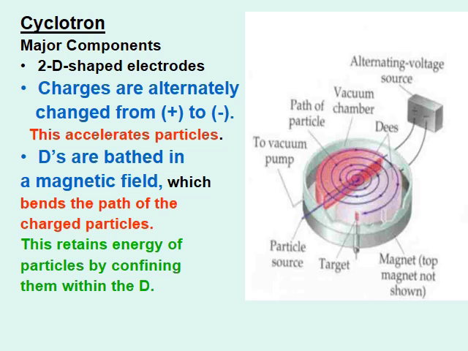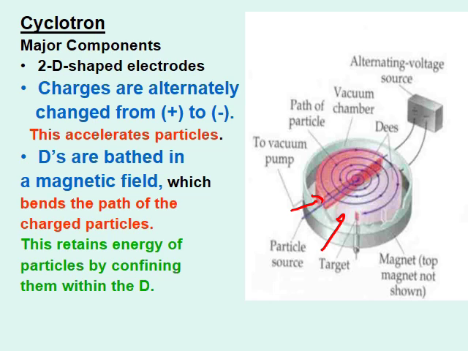In a cyclotron, there are two D-shaped electrodes that you can see are colored differently. The charges get changed from plus to minus. One of the D's is plus, the other D is minus, and these act as electrodes. So this is one such electrode and this is the other electrode.